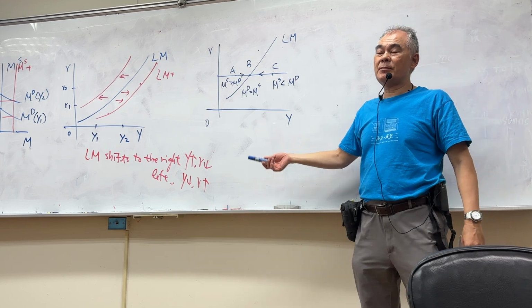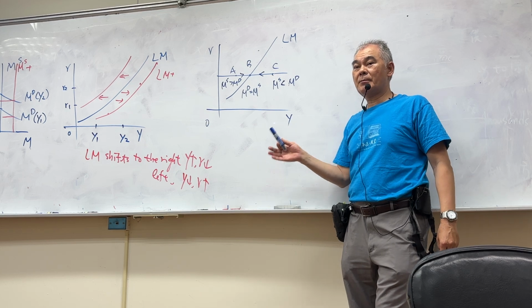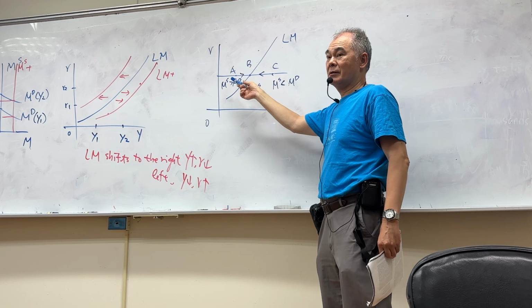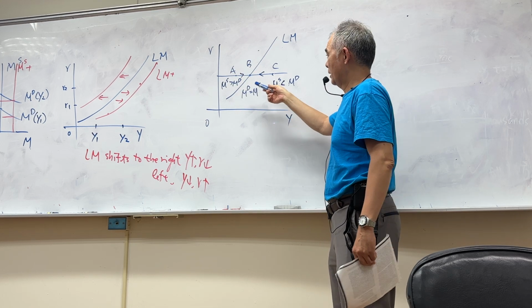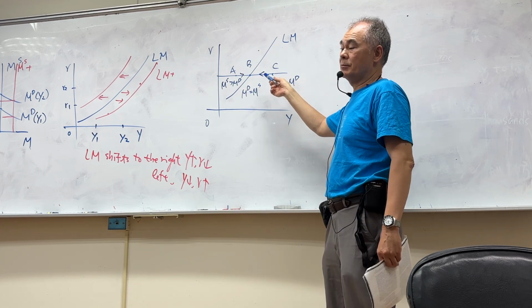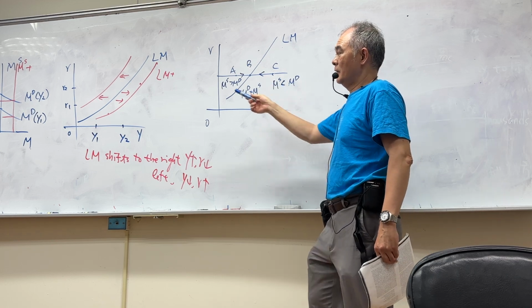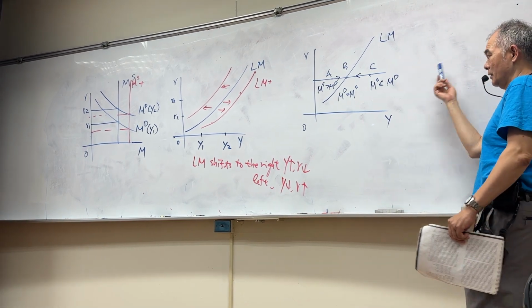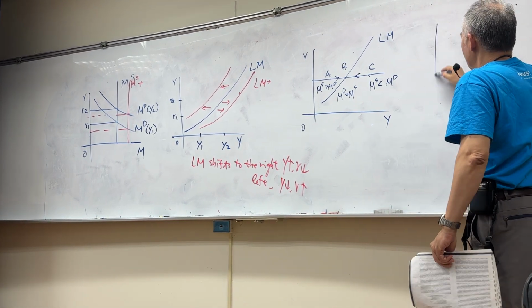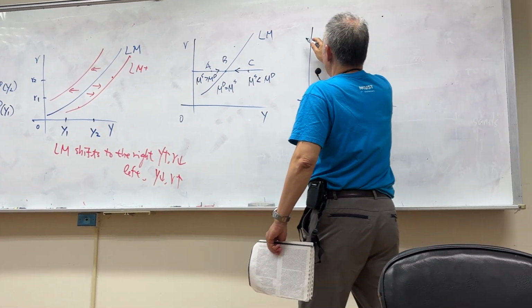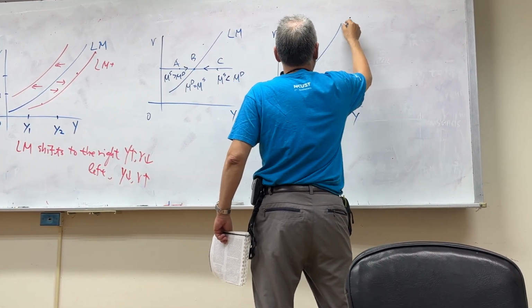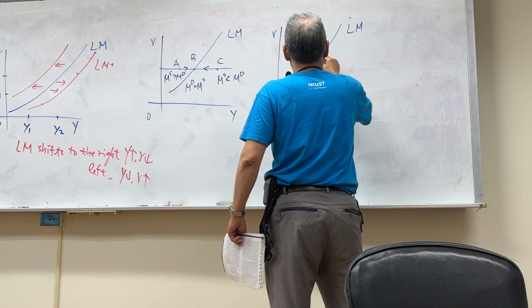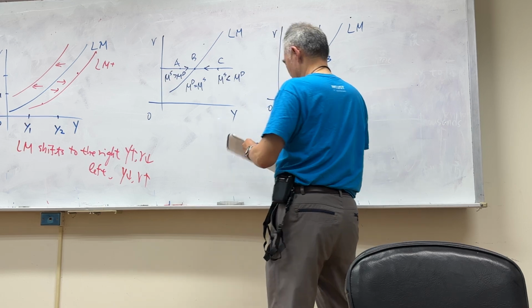Also, because we are talking about money, if there's more money, usually the interest rate is going to go down. That would be the opposite because there's more money demand. If you have an increase in money demand, this one is going to go up. Let us look at the other direction here. So you have Y, you have R, you have LM, the same thing, and then A, B, and C.